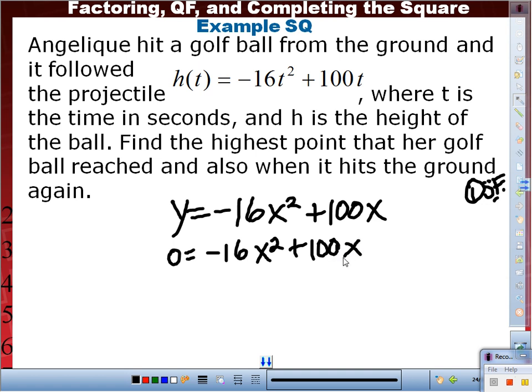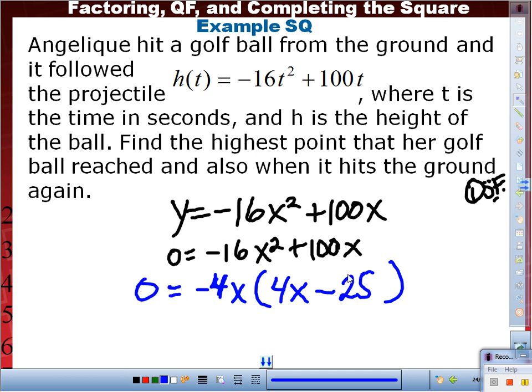So now let's check to see if there's a GCF. Is there a GCF for these two terms? Yes. What would it be? Somebody said 4, but the leading coefficient has a negative, so it's what? Negative 4. What else do both terms have? X. That is correct. That's our GCF. So negative 16 divided by negative 4, that's 4. X squared divided by x is x. 100 divided by negative 4, that's negative 25, and we already have the x out here, and all that is equal to 0.